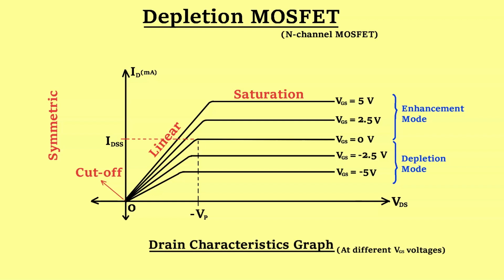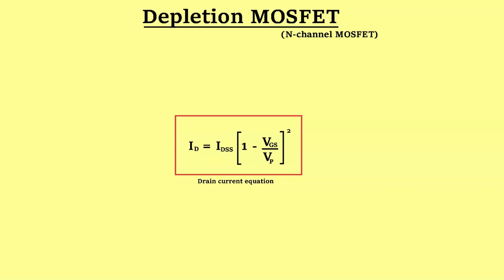Unlike enhancement type MOSFET, there is no channel length modulation in depletion type MOSFET. It is safe to assume saturation current becomes nearly constant in depletion type MOSFET. Drain current in depletion type MOSFET is equal to drain to source saturation current within bracket 1 minus gate to source voltage divided by pinch off voltage, raised to the power 2.